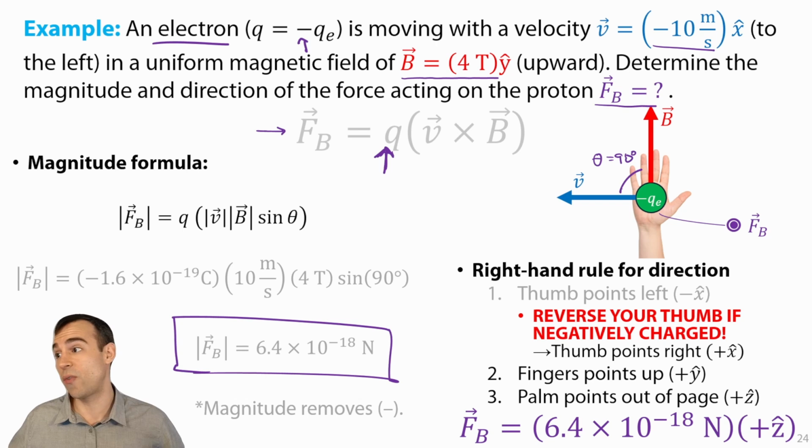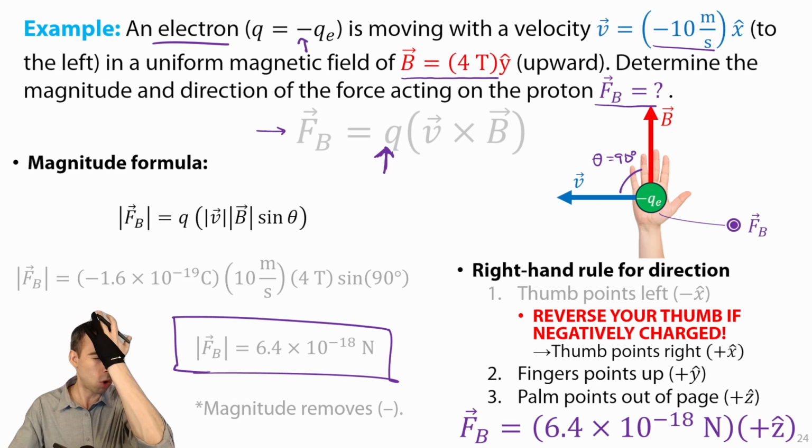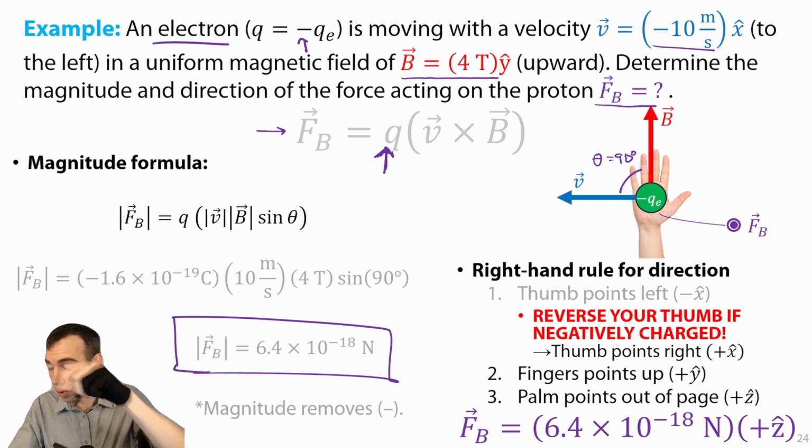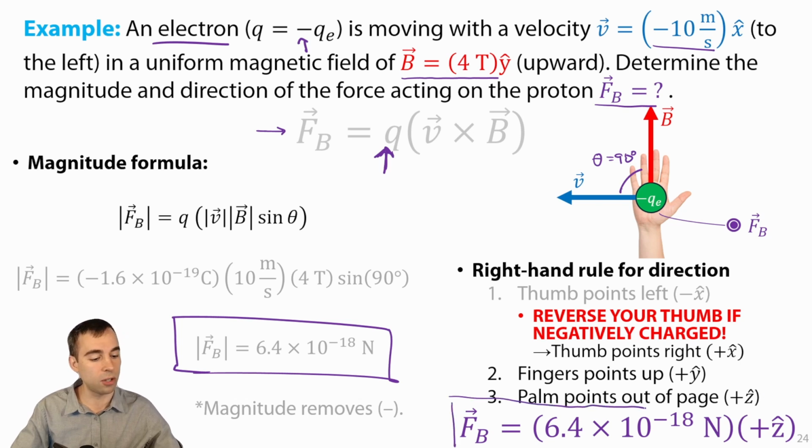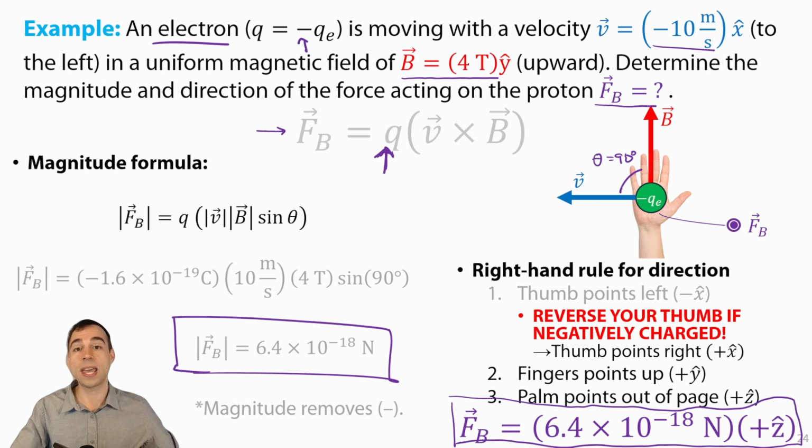And then you will point your fingers upward and you'll see that your hand ends up facing outward toward you. Your palm is facing toward you in the positive Z direction, out toward you. And so when we put our thumb to the right and our fingers upward, we would see that our palm points in the positive Z direction. And so we now have a final solution for our magnetic force. We have the magnitude and we have the direction, and that's all that we can solve for.